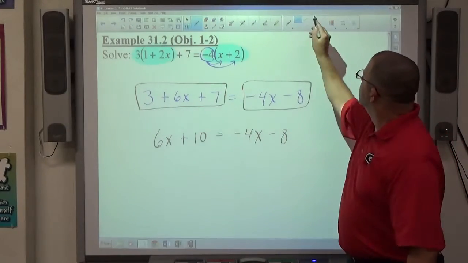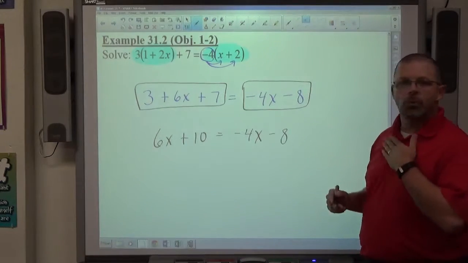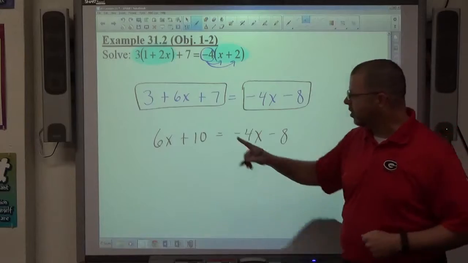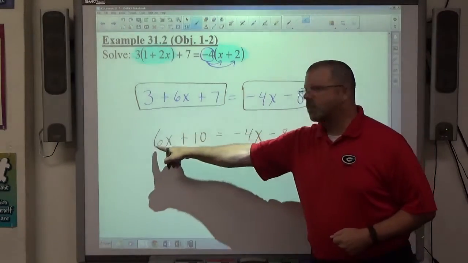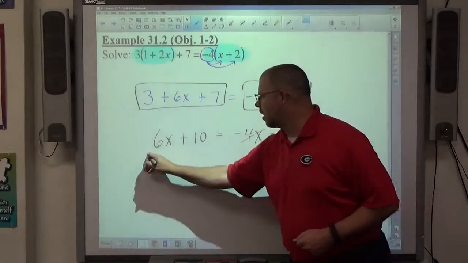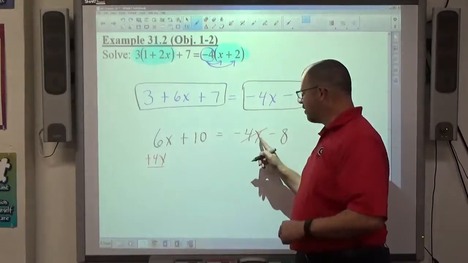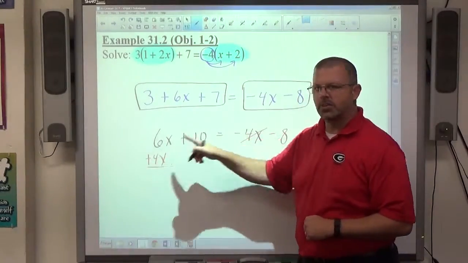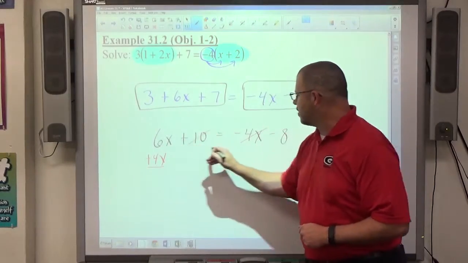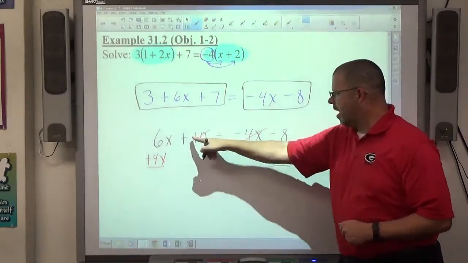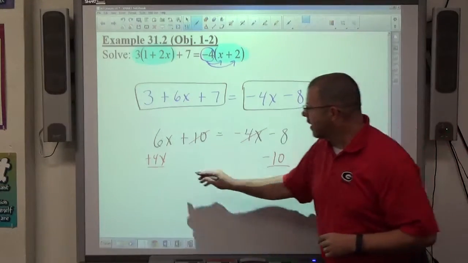All right? Next step is I'm going to move letters to one side, numbers to the other side. Again, the way I decide which side to move things to is by looking at the x terms. Positive 6, negative 4, positive 6 is bigger, so move the smaller to the bigger. Once I decide 4x goes over there, as I move it across the equal sign, the sign changes. Negative 4x becomes positive 4x. If x's are on that side, that means numbers are on this side. Positive 10 moves across as a negative 10. I go ahead and line up my like terms.